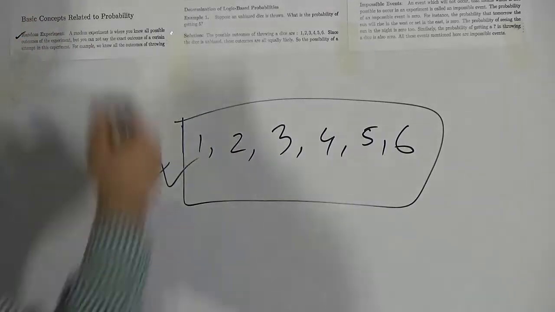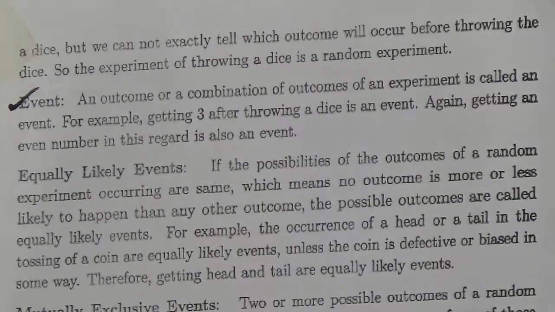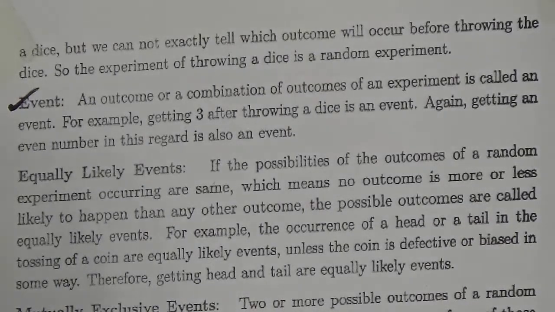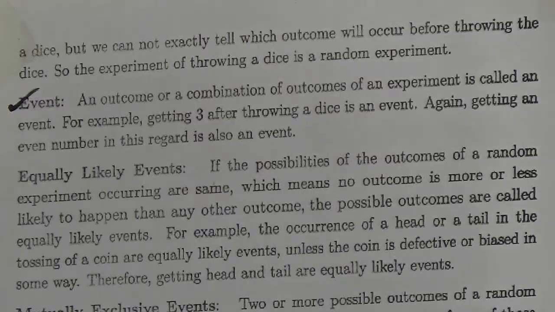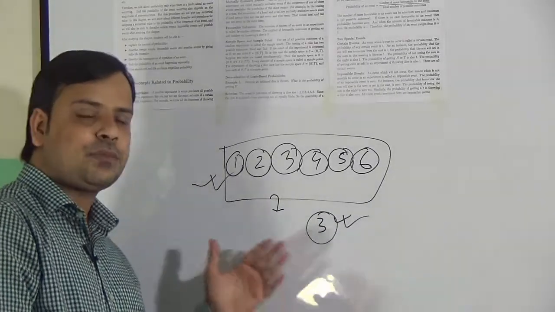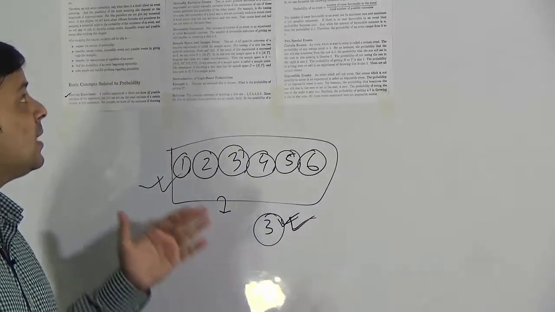Okay, dear students, now go to the next topic, that is event. An outcome or a combination of outcomes of an experiment is called an event. It means that if you throw a dice, you may get 1, or you may get 2, you may get 3, you may get 4, you may get 5, you may get 6, any one you may get. If you get any one of these, that will be known as event. Suppose after throwing dice in the first attempt we get 3, and then 3 is known as an event.